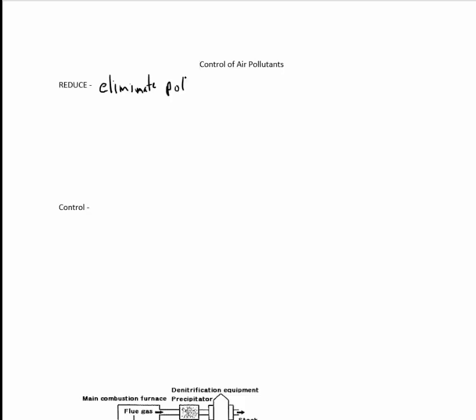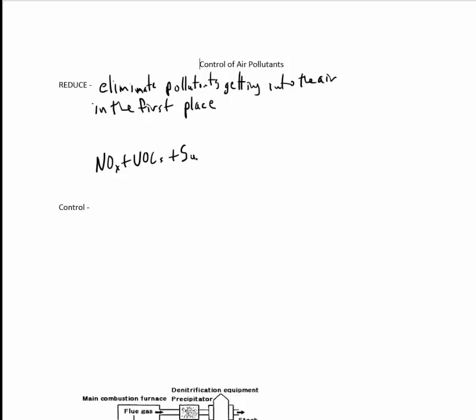Eliminate pollutants getting into the air in the first place. And remember, most of our pollution comes from this: NOx, plus VOCs, plus sunlight, makes ozone, because ozone is our secondary pollutant that we're most worried about as far as pollution or smog goes.